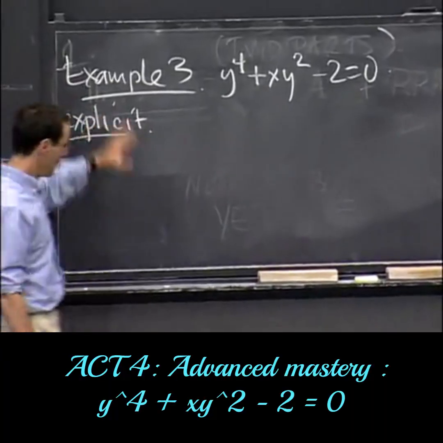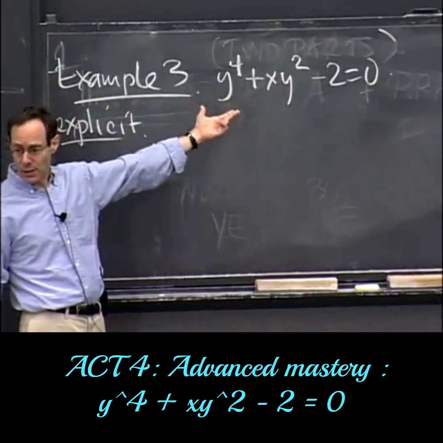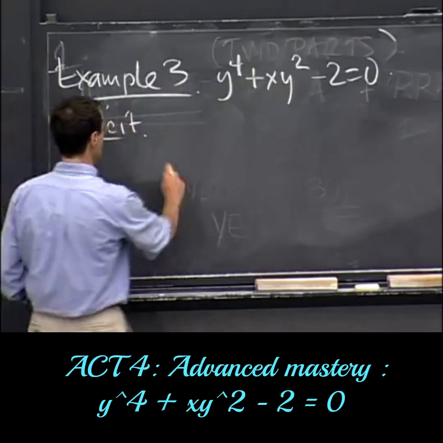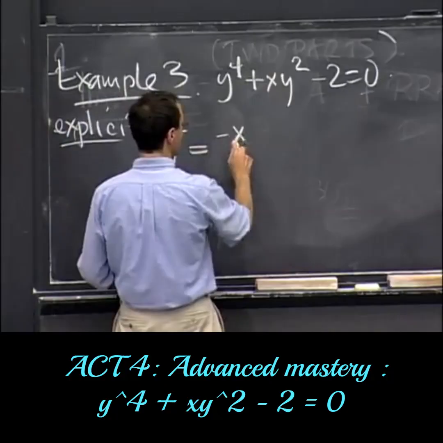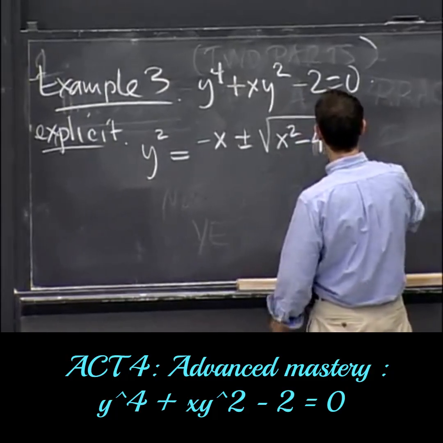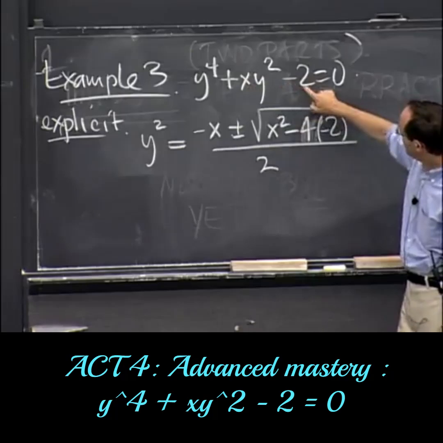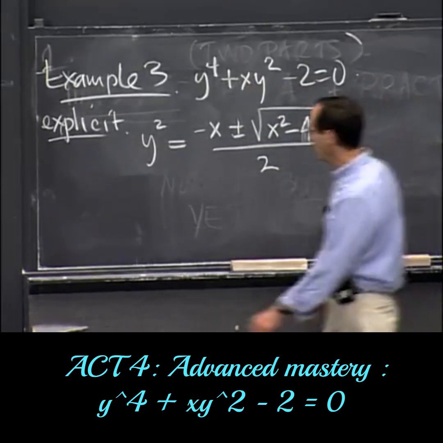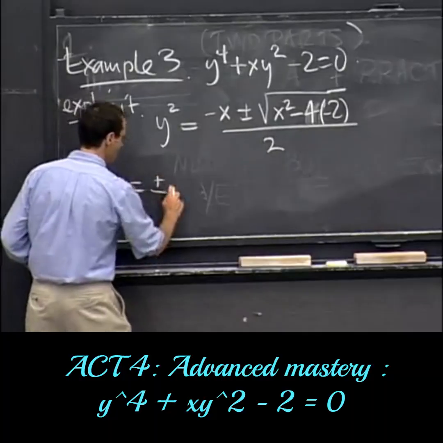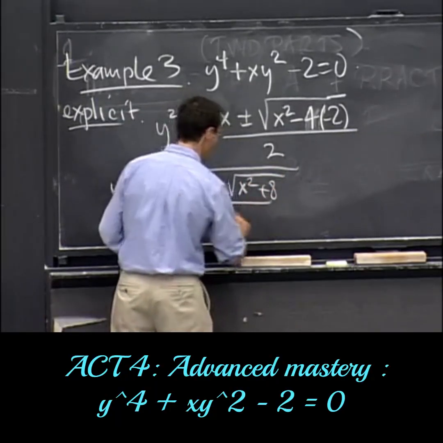Okay? So the explicit method would say, I want to solve for y. So I'm going to use the quadratic formula, but on y squared. This is quadratic in y squared, because there's a fourth power and a second power, and the first and third powers are missing. So y squared is equal to minus x plus or minus the square root of x squared minus 4 times minus 2, divided by 2. Okay, so this x is the b, this minus 2 is the c, and a is equal to 1 in the quadratic formula. And so the formula for y is plus or minus the square root of minus x plus or minus the square root of x squared plus 8, divided by 2.